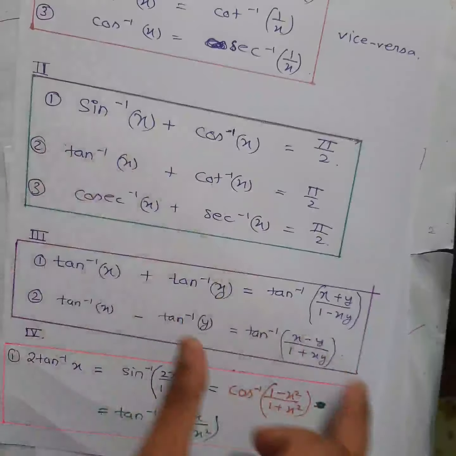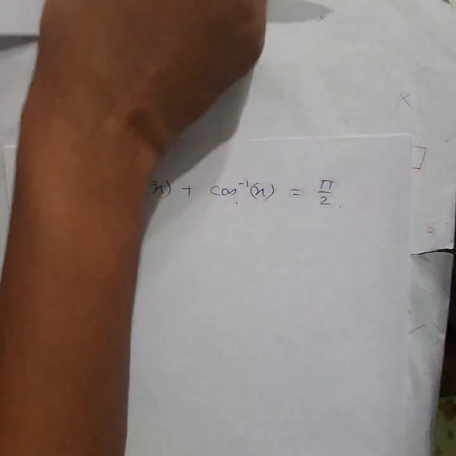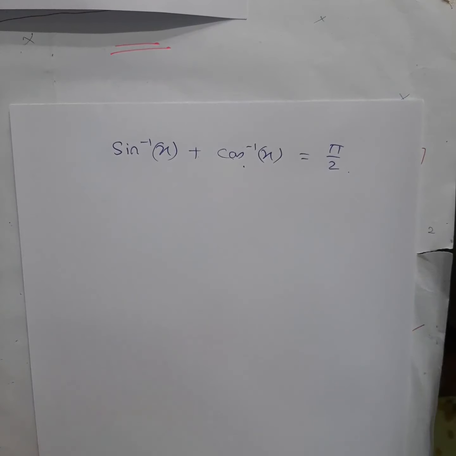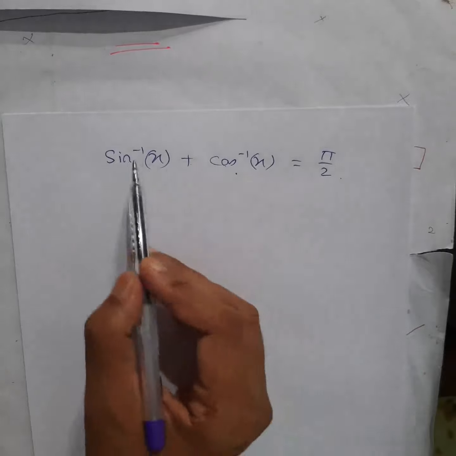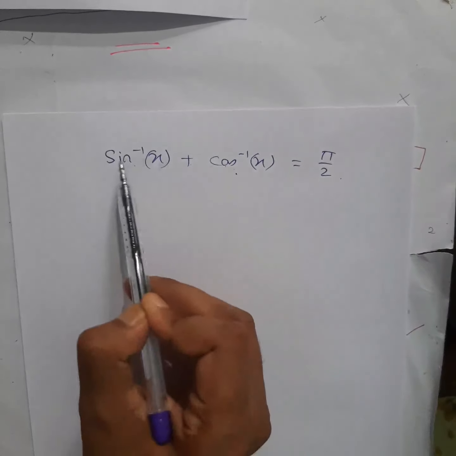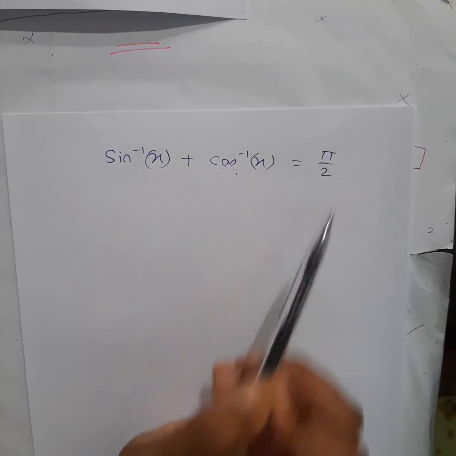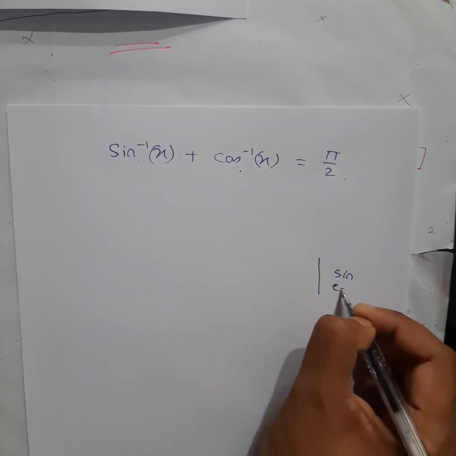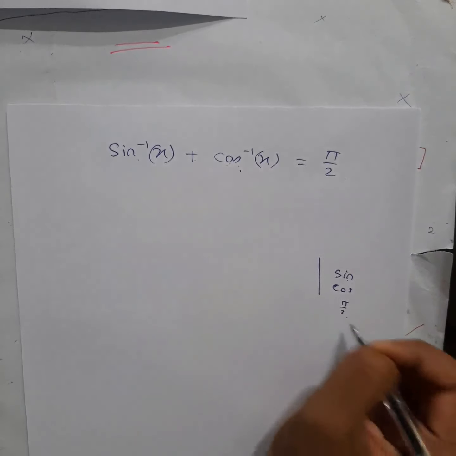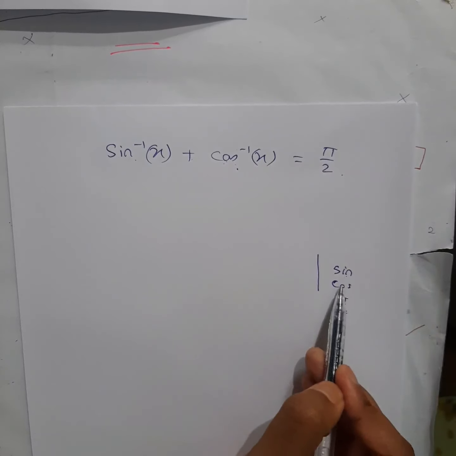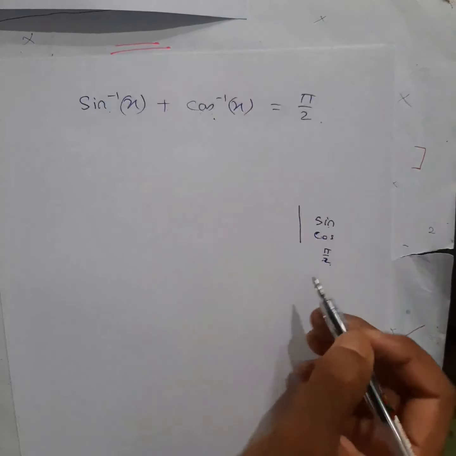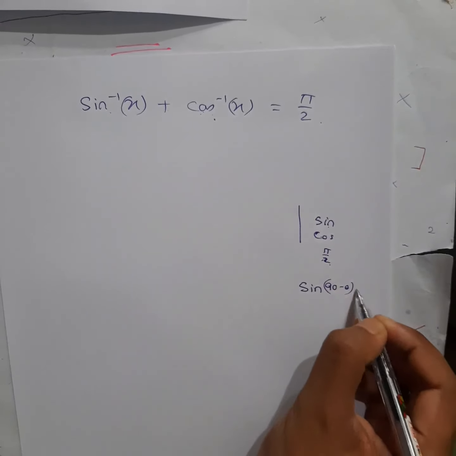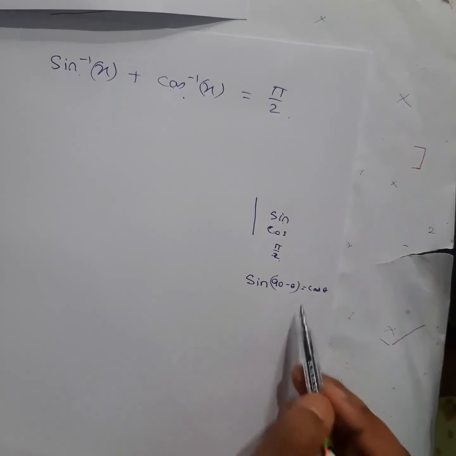I told you last time also, to solve inverse trigonometry functions you need to take help of normal trigonometry, because whatever rules we derive for inverse functions, we derive from the normal ones. So first I have to get a relation between sine, cos and pi by 2. Think: in normal trigonometry, what was the relation between sine, cos and pi by 2, which means 90 degrees? You might remember sine 90 minus theta. What was it? Cos theta, right? We studied this in class 10 also.